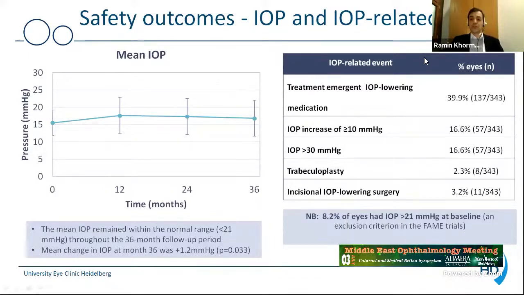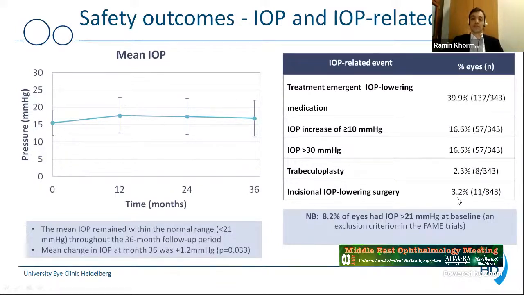We did, however, notice that about 40% of the eyes showed an IOP increase, but in most cases it could be handled quite easily using just IOP-lowering drugs, eye drops in most cases. We noticed an IOP increase of more than 10 millimeters of mercury in only 16% of the eyes, and an IOP of more than 30 millimeters of mercury in about 17% of the eyes.